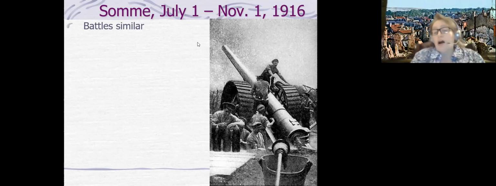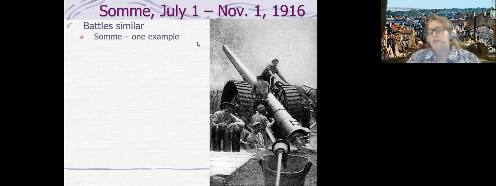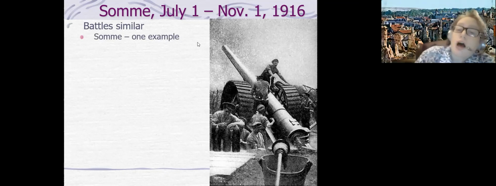But these guys try. And as a result, what they wind up with is what we call an ad hoc war. They're making it up as they go. And quite frankly, they're not doing a really good job at it most of the time. Battles were all similar. I'm going to talk about the Battle of the Somme. This particular battle ranges from July 1st of 1916 to November 1st.